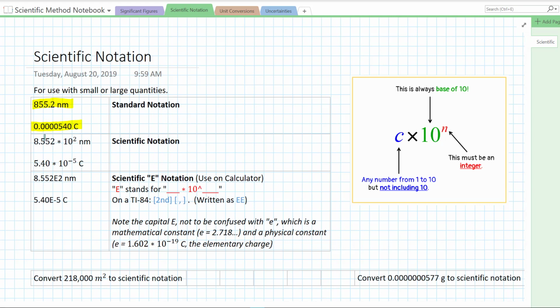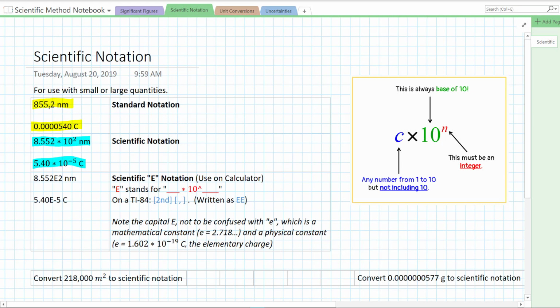Down here, we have the same quantities written in scientific notation. Now notice for both of these quantities, we have this coefficient times 10 to some integer. This coefficient is between 1 and 10, times 10 to some integer. So if we want to convert between standard and scientific notation, here's what we're going to do.